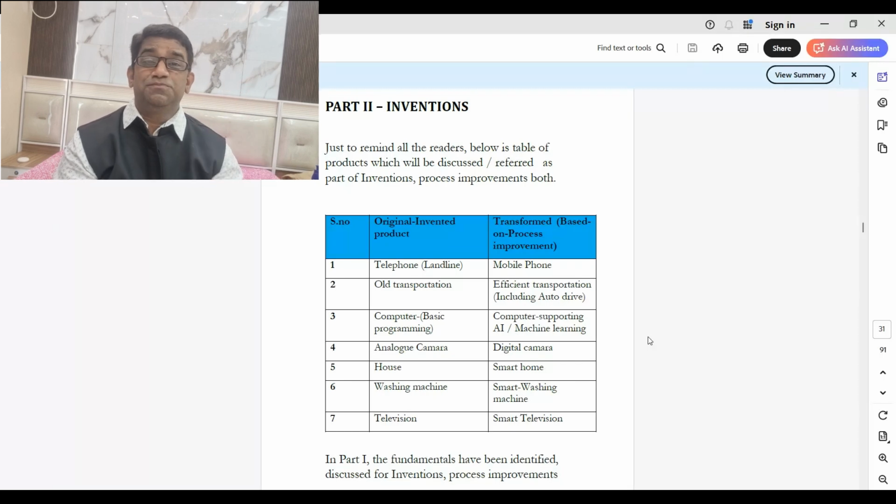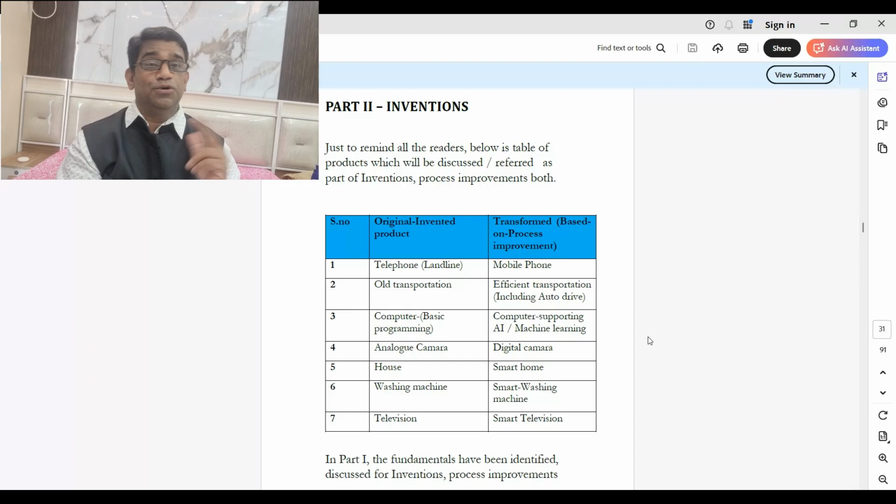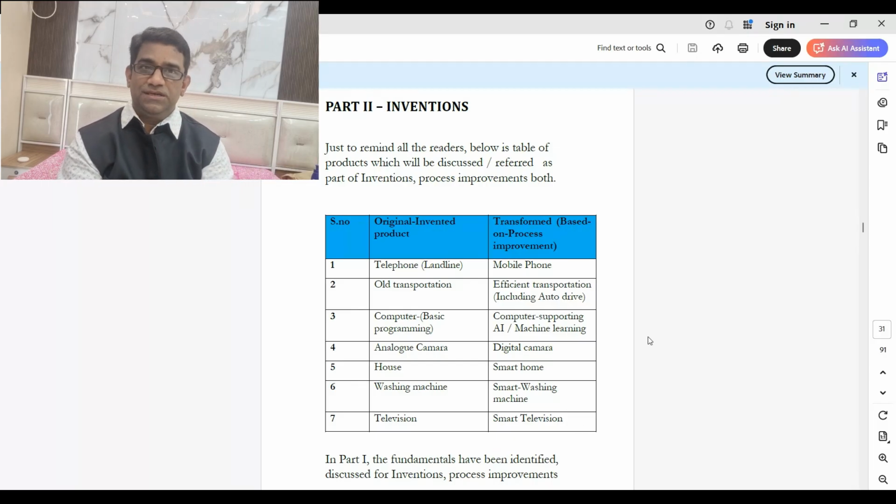Congratulations on reaching part 2, called inventions. We are going to discuss all 7 inventions one by one in sequence. The table which I've shown you earlier is here also. Just to remind all readers, below is the table of products which will be discussed as part of inventions and process improvement. Both process improvement corresponding to the invented product, see this table.